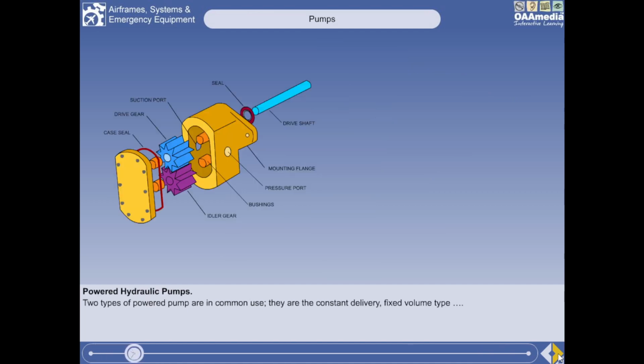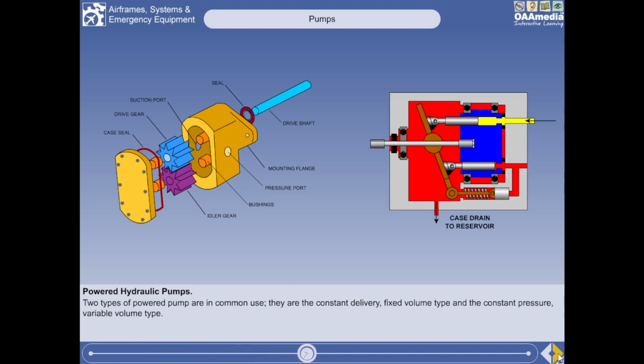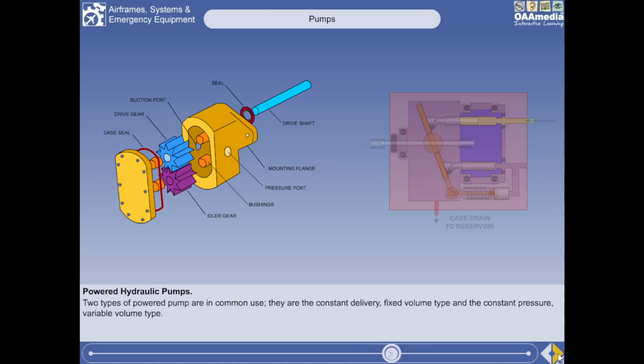There are two types of powered pump in common use. They are the constant delivery, fixed volume type, and the constant pressure, variable volume type. We will look first at the constant delivery, fixed volume pump.